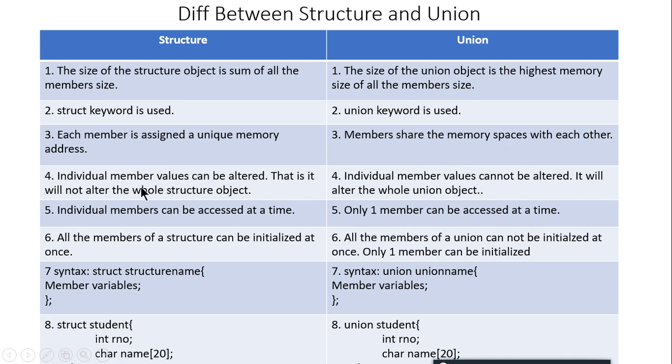Individual member values can be changed and altered, but it is not possible in union, as we have shown in the program. Individual members can be accessed at a time in structure, but in union only one member can be accessed. So this is the same thing, and we have done the syntax and example. We have to only change the keyword from struct to union to create a union. So in most of the cases, structures are a better option than the union.